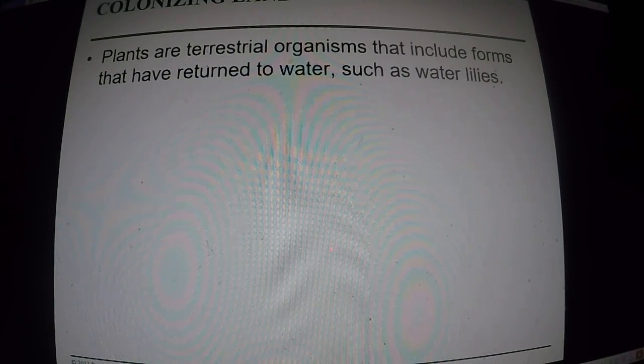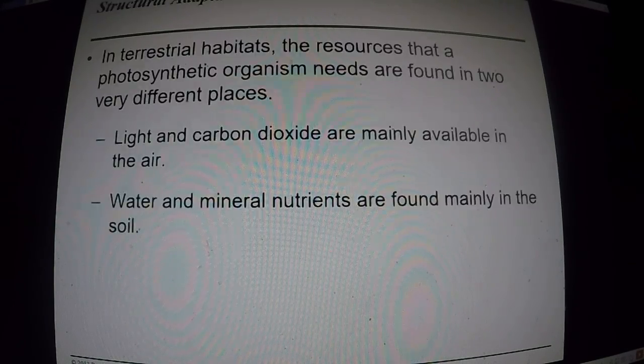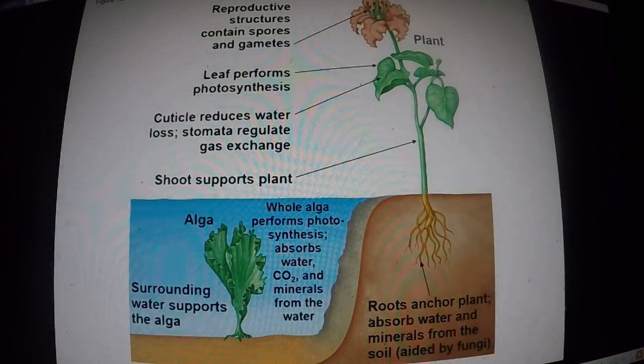Plants are terrestrial organisms that include forms that have returned to water, like water lilies. Plants are multicellular eukaryotes, photoautotrophs, and make organic molecules by photosynthesis. In terrestrial habitats, the resources that a photosynthetic organism needs are light and carbon dioxide from the air, and minerals, mineral nutrients, and water found in the soil. To be able to do this, you have to have aerial leaf-bearing organs called shoots and subterranean organs called roots for the two environments.